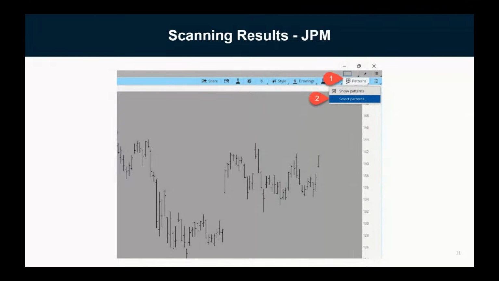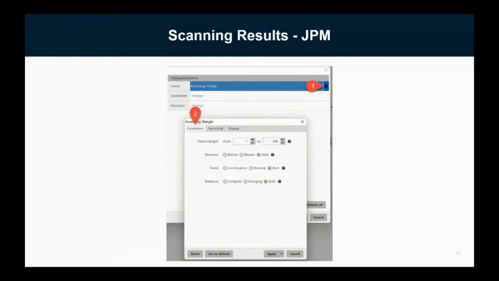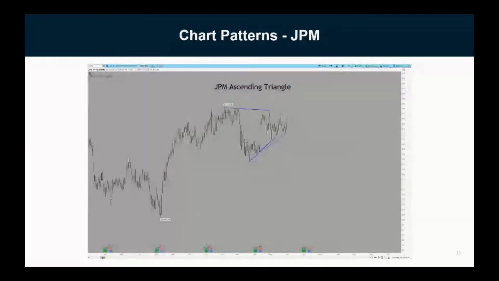So once we've got this, again, just your very clean bar chart, we're going to go up into the top right-hand corner where you'll see patterns. Once we select that, the bottom drop-down menu is to select your patterns. So all of this is going to be very similar to what we saw in the scanner. We're going to do the same thing by selecting the ascending triangle and then just making sure that whatever settings you have set in the scanner also match in the chart settings to make sure that you're seeing what you're supposed to. But once we have those settings both matched up, we'll apply that, and then we'll start to see these patterns revealed on the chart.